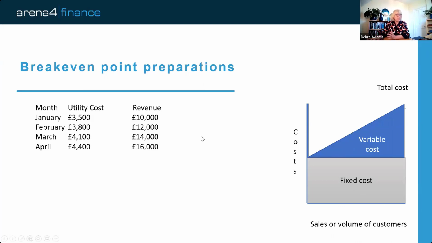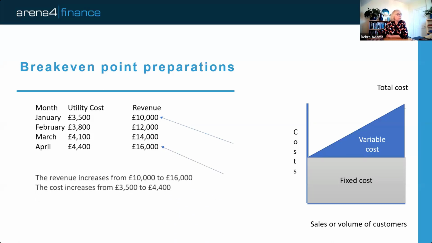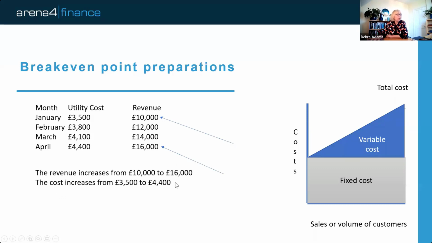But if you don't have the data to be able to work out the fixed and variable costs apart from just the total cost, then you can compare it to the revenue. So we can see with the example that we have here on the screen that we've got revenue of 10,000 and revenue of 16,000, and we can see how the cost has changed. So the cost has gone from 3,500 to 4,400, which corresponds with a change in revenue of 6,000. And we've taken the highest and the lowest values. If you're looking this up afterwards, it's called the high and low method.